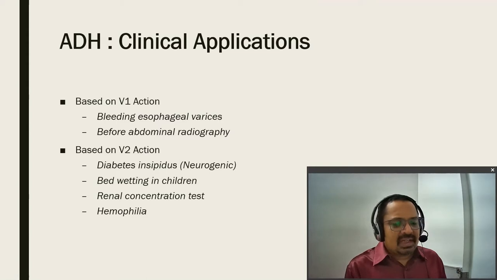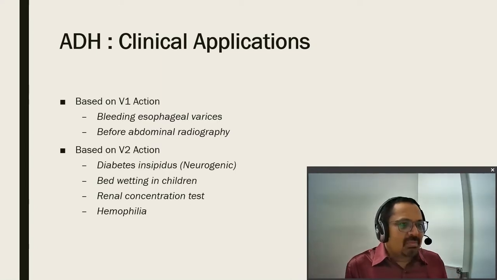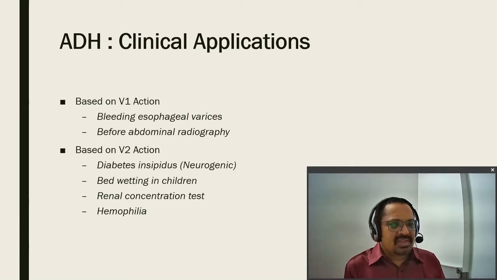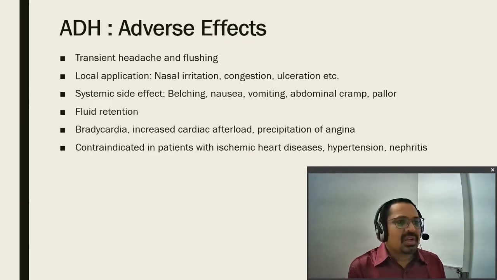Now as far as the clinical applications of this ADH are concerned, for the V1 receptor action, ADH is used for bleeding esophageal varices, and before abdominal radiography. By virtue of its V2 action, ADH is used in the treatment of diabetes insipidus, also known as neurogenic diabetes insipidus in children, renal concentration test, and hemophilia. These are the clinical applications of ADH by virtue of its V1 and V2 actions.